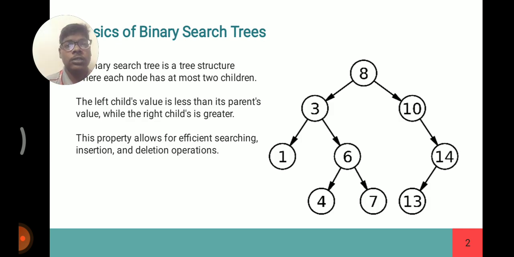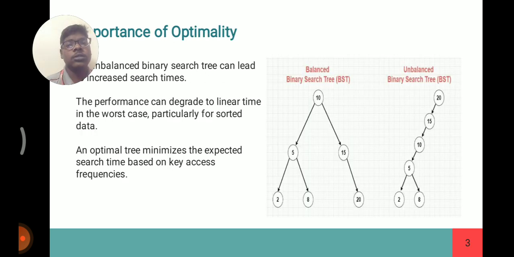Basics of binary search tree. A binary search tree is a tree structure where each node has at most two children. The left child value is less than its parent's value, while the right child is greater. This property allows for efficient searching, insertion, and deletion operations.